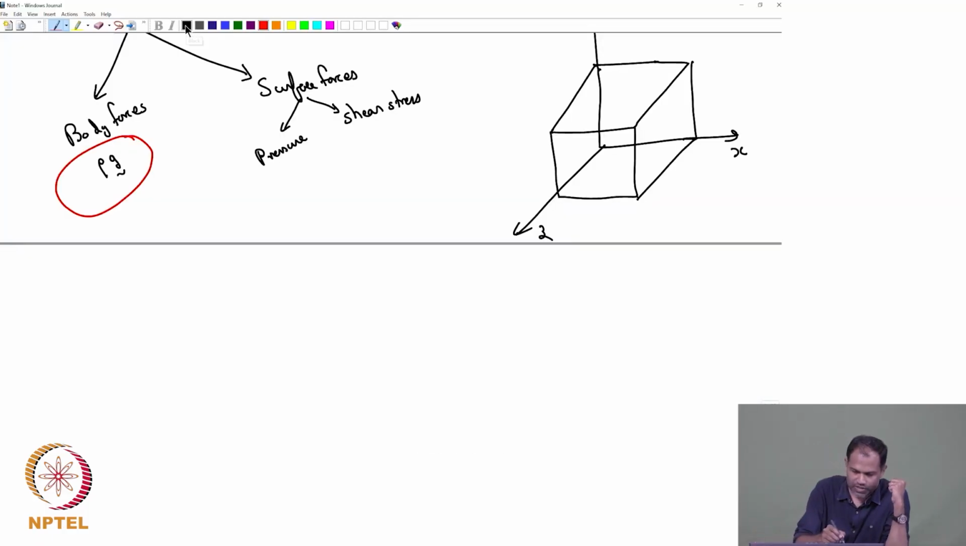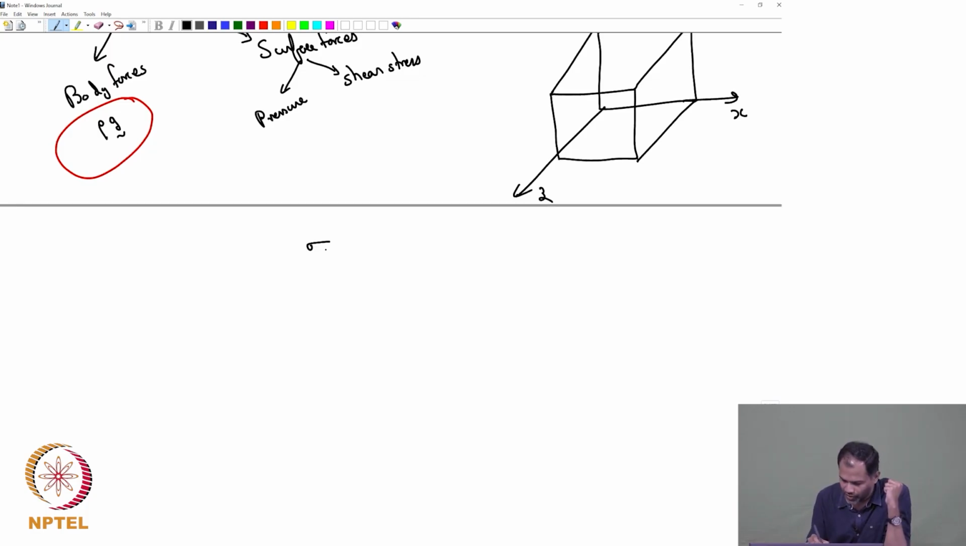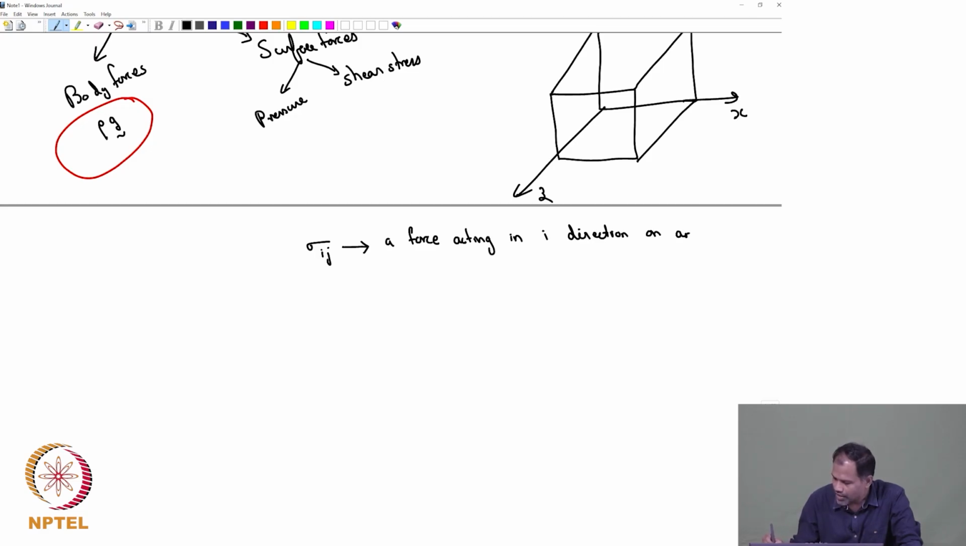So, the surface force is typically represented using a second order tensor which is called, let us say, sigma ij. What do I mean by sigma ij? Sigma ij is actually a force, acting in i direction on an area directed in j direction.